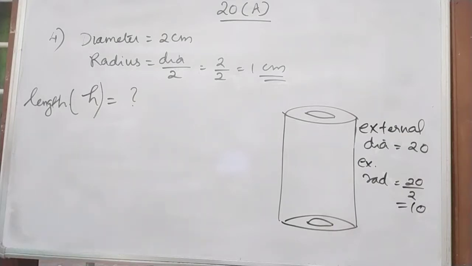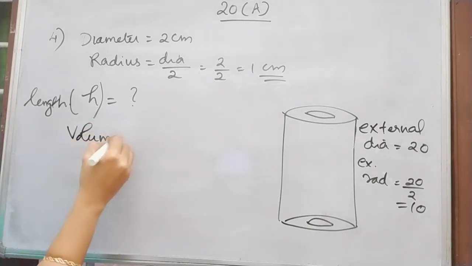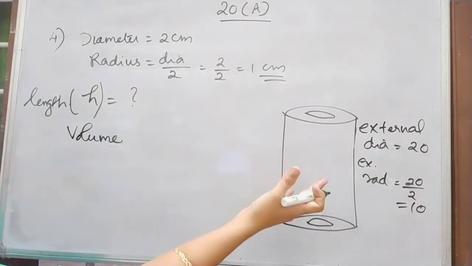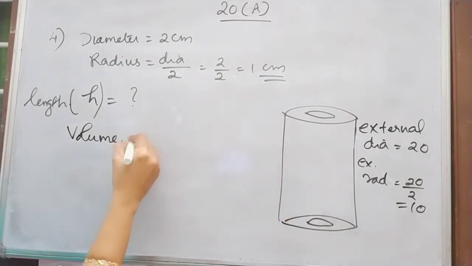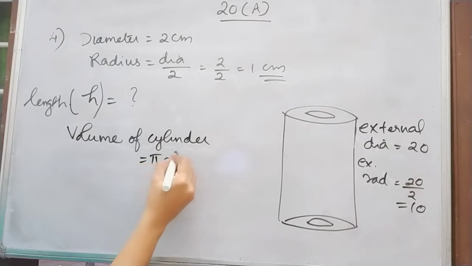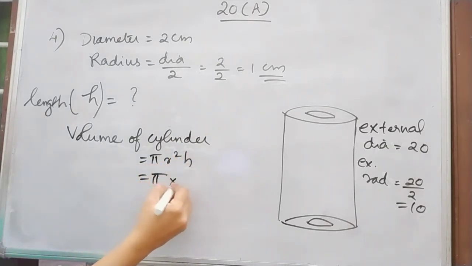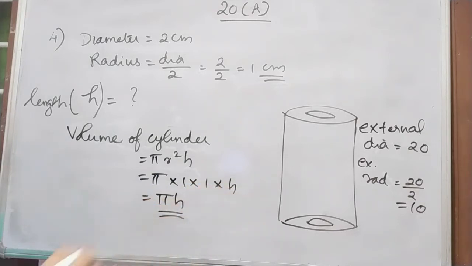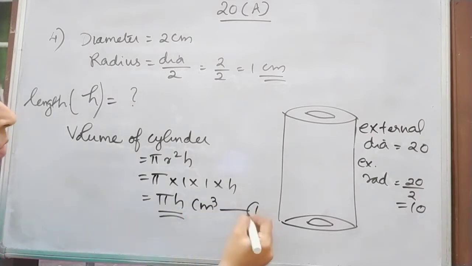So from here we have to find out the volume. Volume of the cylinder is what? After this only we are making it into a hollow cylinder. So volume of cylinder is pi r square h, that is pi into 1 into h, that is pi h. Volume is equal to pi h centimeter cube, that is equation number 1.